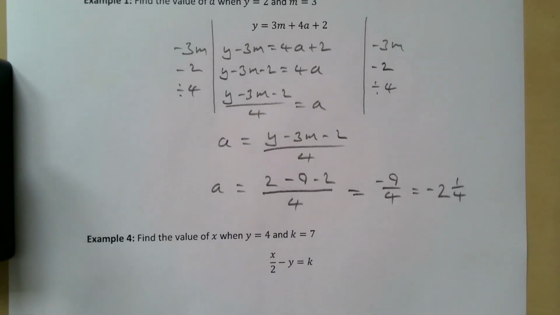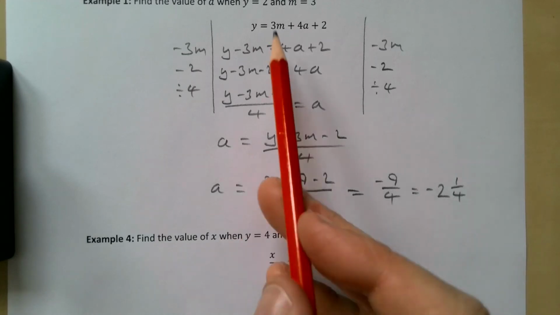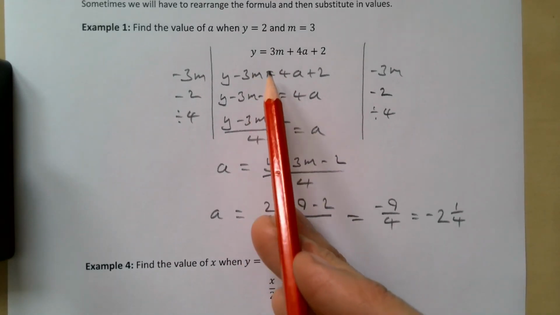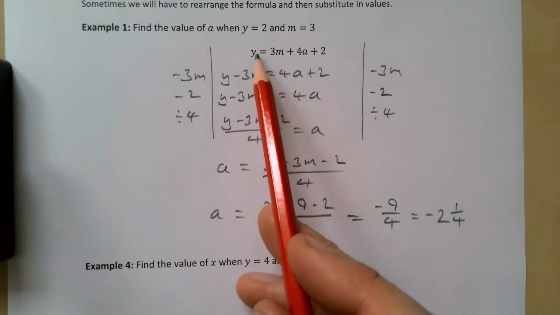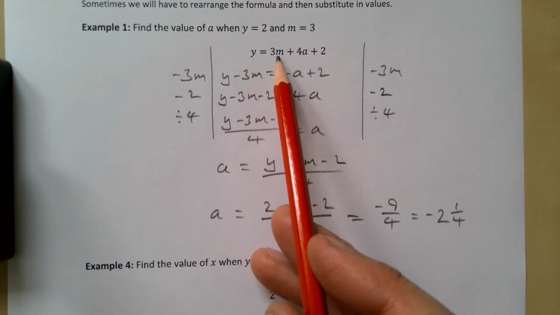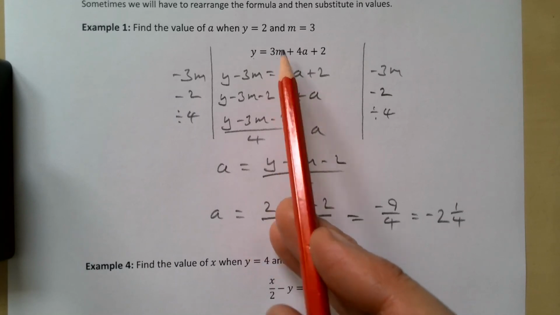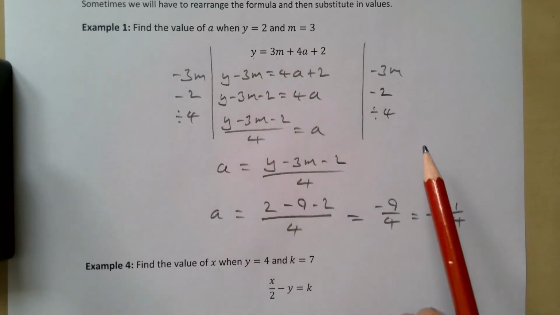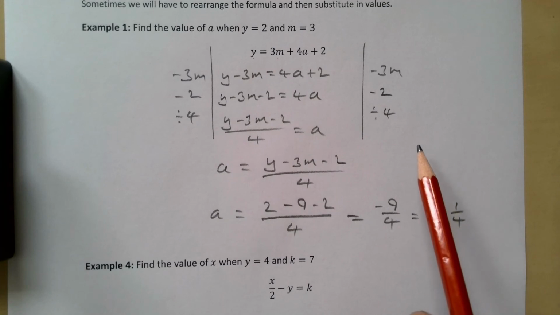The other thing you can do, if you wish, is right at your first line there, instead of rearranging and getting the a on its own, you can put the numbers in. You can change that for a 2, you could change that for a 3, and then try and work out the a once you have the numbers sorted out. That can sometimes be easier, but it's up to yourself. Either of those is good.